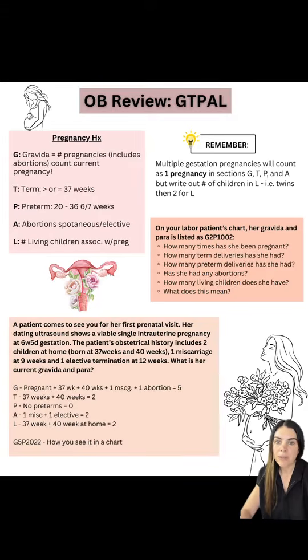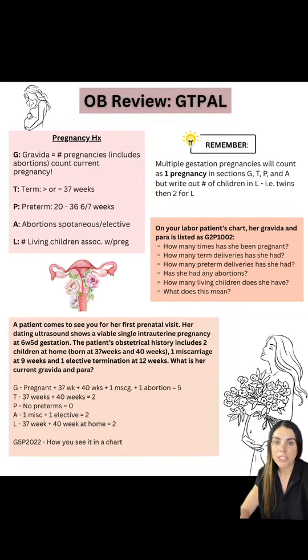Please keep in mind that multiple gestation pregnancies will only count as one pregnancy in gravida, term, preterm, and abortion sections. But you're going to want to write out the number of children living. For example, if she was pregnant with twins, in the L category that would be a 2. So let's go through one example here.